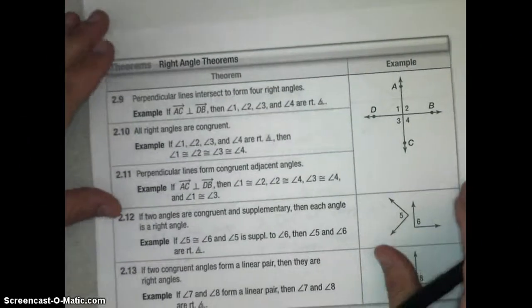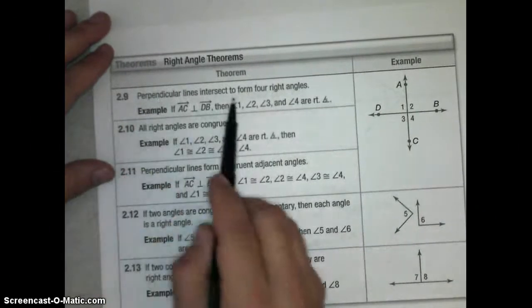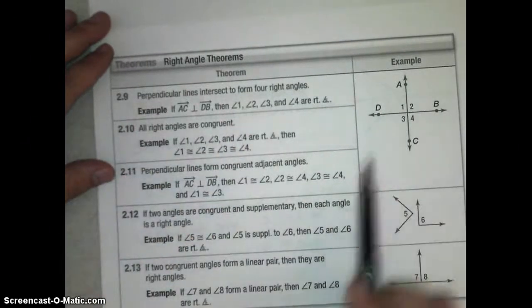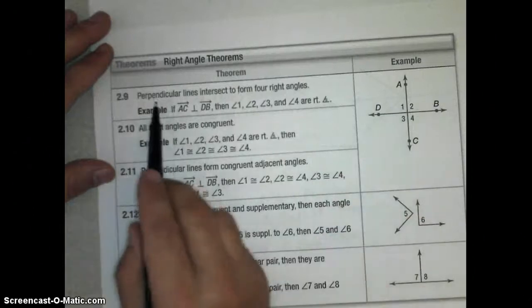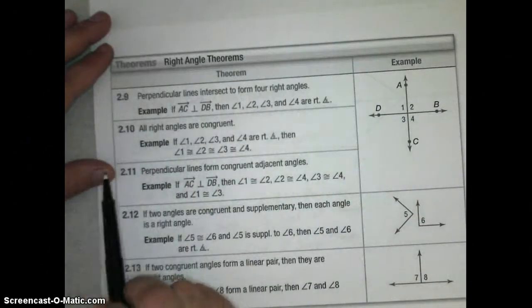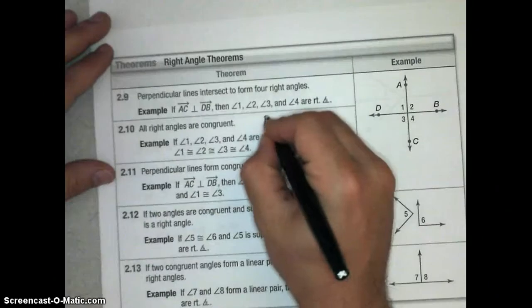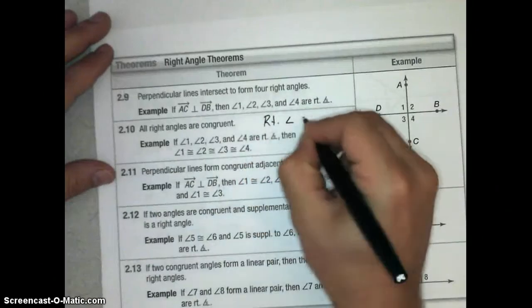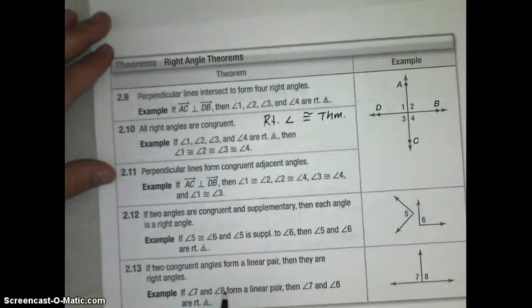And lastly, we do have some right angle theorems. Let's quickly go through these. Perpendicular lines intersect to form 4 right angles. So if you know that lines are perpendicular, you know that these are right angles by theorem 2.9. All right angles are congruent. We call this the right angle congruence theorem. That's how you could abbreviate it and use it in a proof.